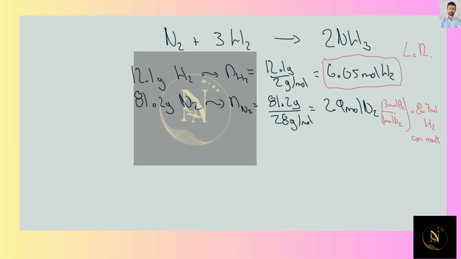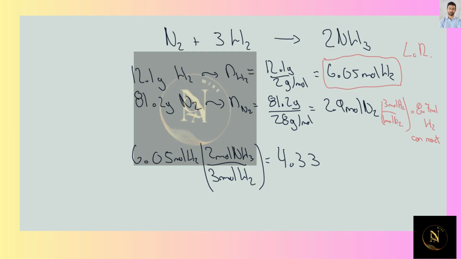Now, since hydrogen is the limiting reagent, we're going to do the calculations on the amount of mole of NH3 that can be produced. We know that if we begin with 6.05 mole of hydrogen, 3 moles of hydrogen are going to react to produce 2 mole of NH3. Thus, we would be able to generate 4.33 periodic mole of NH3.